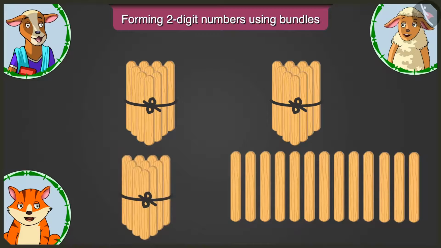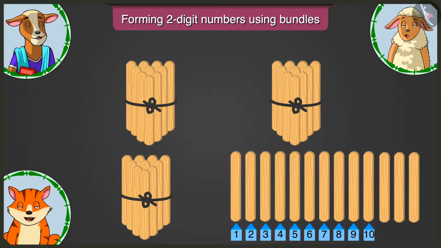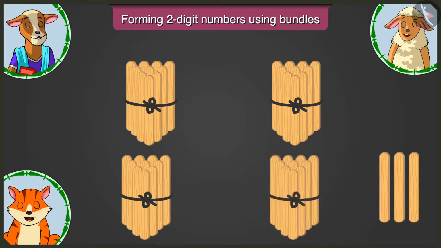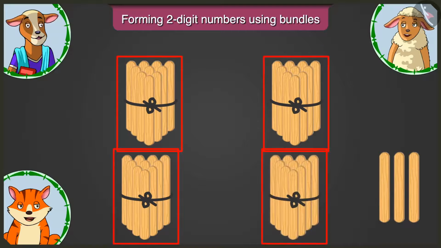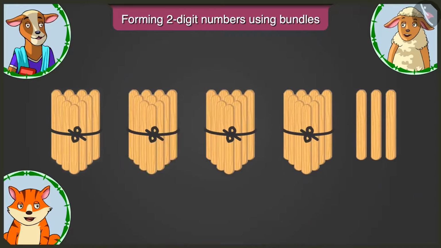Lily, now you say whether you can make another bundle of tens from the remaining sticks or not. Yes, ma'am. 1, 2, 3, 4, 5, 6, 7, 8, 9 and 10. Ma'am, this has also become a bundle of 10. Good. Now we have 4 bundles of tens. Who will count further? I will count 1, 2 and 3. Here is the 5th bundle of tens.